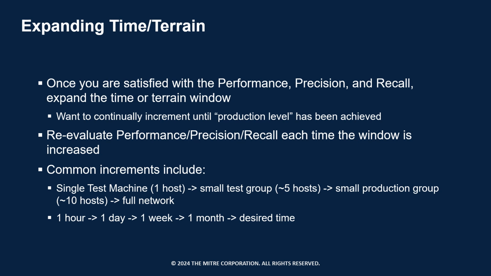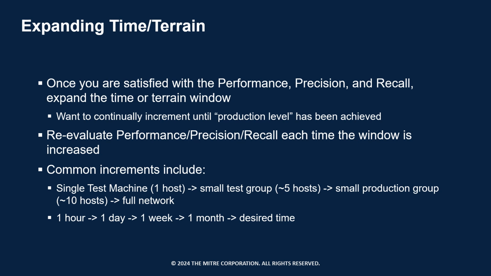Ideally, we want to continually expand our time and terrain windows until we have achieved a production level that includes all the systems in scope for our hunt or our continuous monitoring, and over enough time to see relevant trends. Each time we increase the scope, we should reevaluate the performance, precision, and recall of the analytic for the new window and make any necessary adjustment to get those back to acceptable levels. We've included several common increments that we can use when expanding the time and terrain windows.